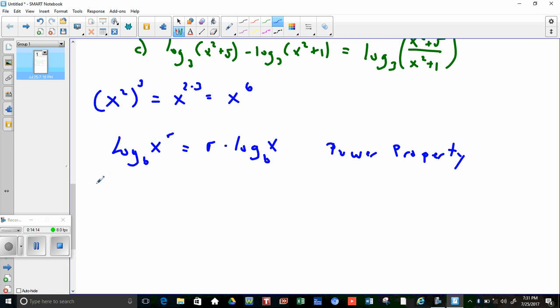So let's use the power property to do the log of x cubed base 5. And we simply want to rewrite that using the power property. Well, I have an exponent here, which is on my argument, x. That exponent can come out to the front and get multiplied by the entire log. So I can bring the 3 to the front and make it 3 log of x base 5.